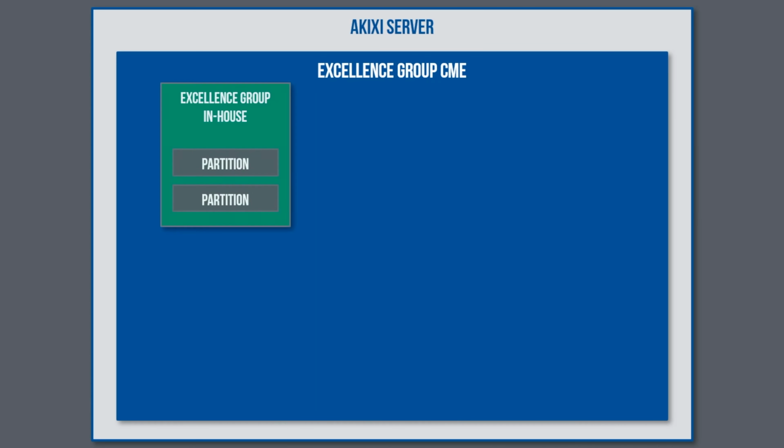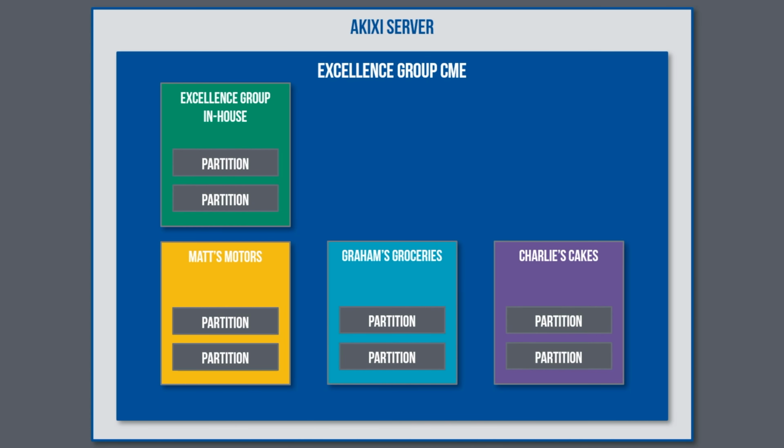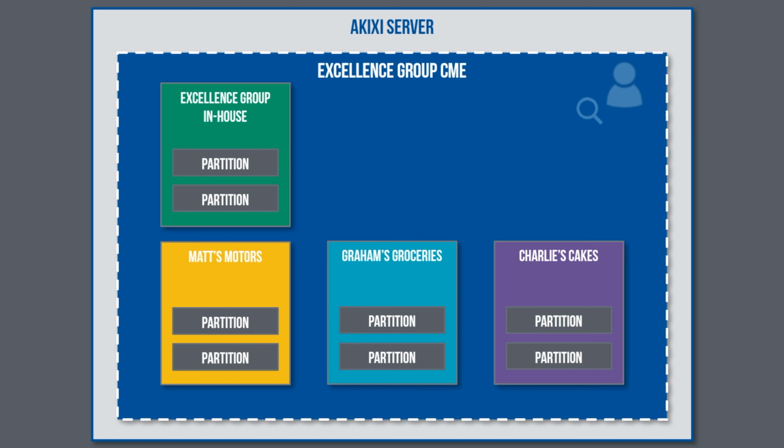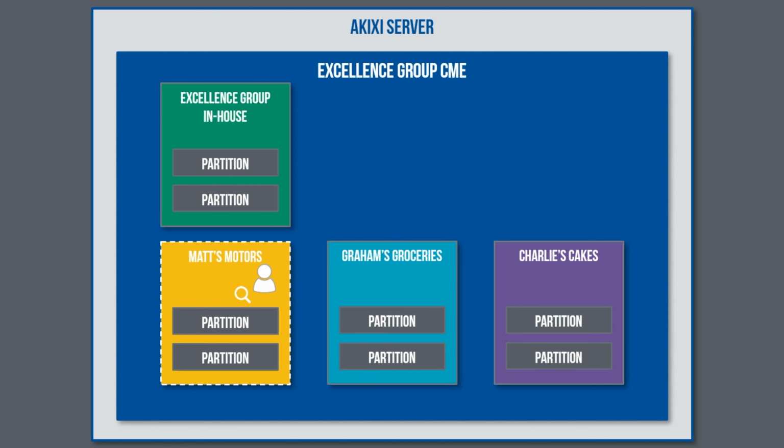For this example, let's look at Excellence Group CME. Inside your CME, known as your primary CME, you'll find all of your customers' telephony servers and the partitions that sit within them. You will also see your in-house Akixi site, should you have one set up. Excellence Group have 3 customers set up within their CME: Matt's Motors, Graham's Groceries, and Charlie's Cakes. As an Akixi administrator, you have a single point of access to view and manage all of the customers that sit within your CME.